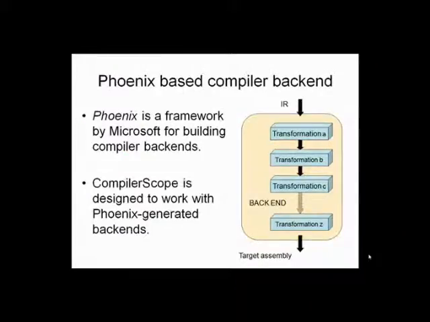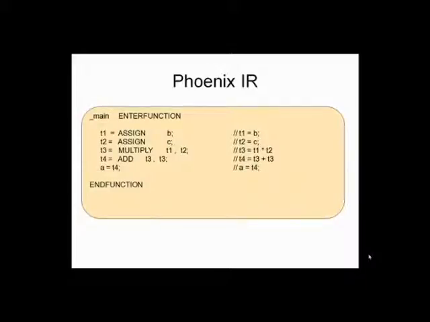Phoenix is a framework by Microsoft to build compiler backends. To look inside the backend, we choose a compiler with a Phoenix designed backend. CompilerScope is designed to work with Phoenix integrated backends. A Phoenix based backend takes as input a special form of IR called Phoenix IR. This slide shows an example of Phoenix IR. It can be seen that the Phoenix IR does not look much different from the general representation. The statements after the comment show the corresponding representation in the general IR notation seen so far.